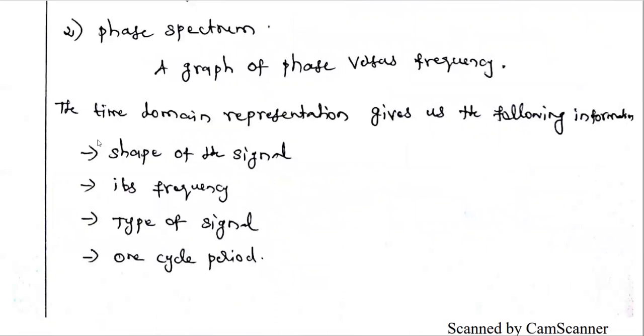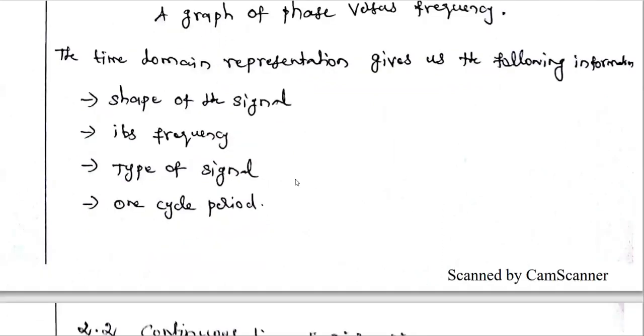The time domain representation gives us information about the signal. From the time domain representation we can say what the shape of the signal is. Using the graph we can say it is a sinusoidal waveform, a cosine waveform, or a triangular waveform. We can also calculate the frequency: after calculating the time period, 1 divided by the time period is the frequency. The third is the type of signal, we can say which type of signal it is. Using that we can also calculate the one cycle period, that is the time period.